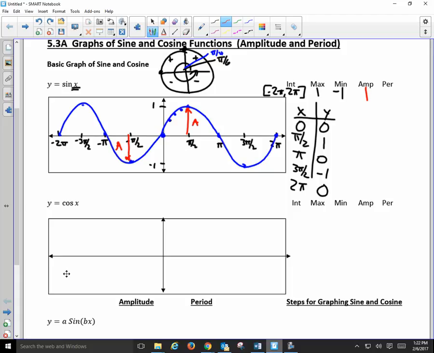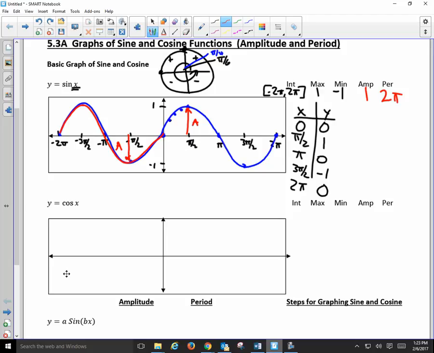The period is probably the part that people get confused about the most. The period is how long it takes for it to repeat itself. So you can see that's one cycle, and it goes through another cycle. Anybody want to guess how many x units it takes before it repeats itself? 2 pi. It takes one revolution around the unit circle for it to repeat itself.